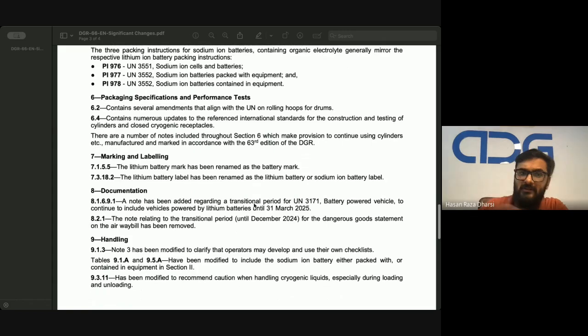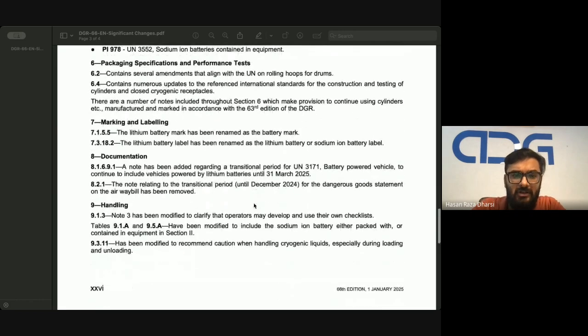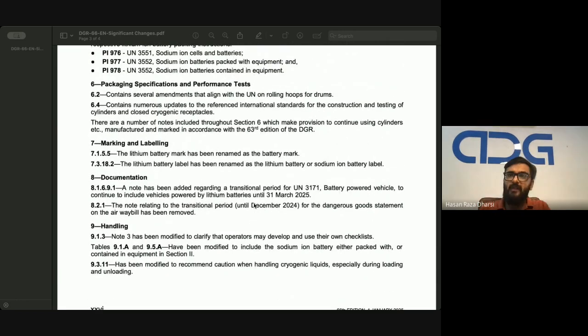Then section 7 is marking, labeling, documentation, handling. So let's wind up things here. For marking, labeling, the lithium battery mark has been renamed as battery mark. Before it was the lithium battery mark, but with the addition of sodium battery, the mark has been made a battery mark, and it is not a lithium battery mark. The lithium battery label has been renamed as lithium battery or sodium battery and battery label.